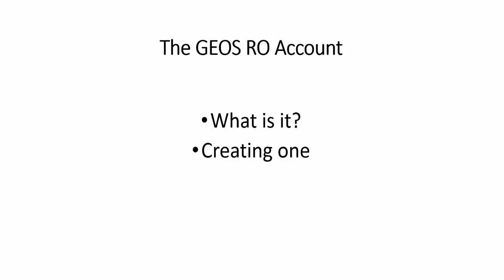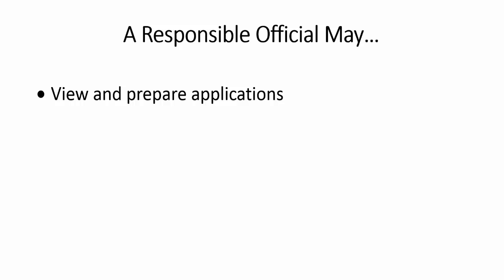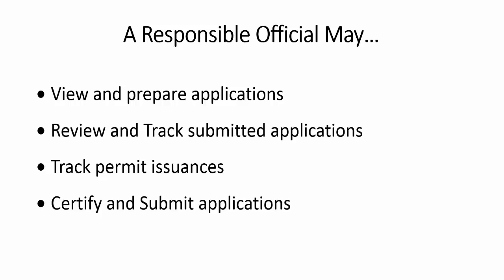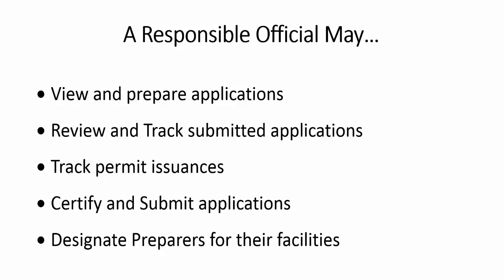This video covers the Responsible Official, or RO, account. First, we'll explain what an RO is, then look at how to create the RO account. The RO is someone who may use the GEOS site to view and prepare applications, review and track submitted applications, track the issuance of permits, certify and submit applications, and designate preparers for their facilities. These last two responsibilities, the ability to certify and submit applications and to designate preparers, are roles only the RO has. So let's go through the process of creating an RO account using GEOS.